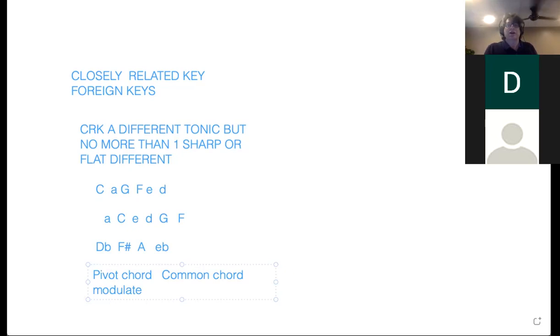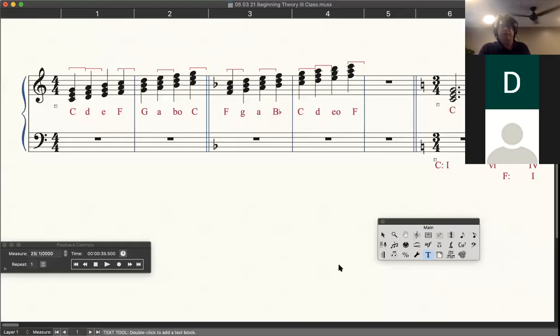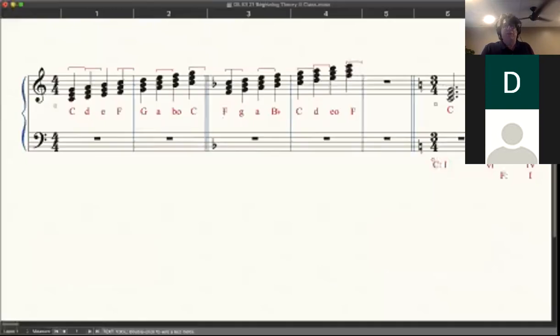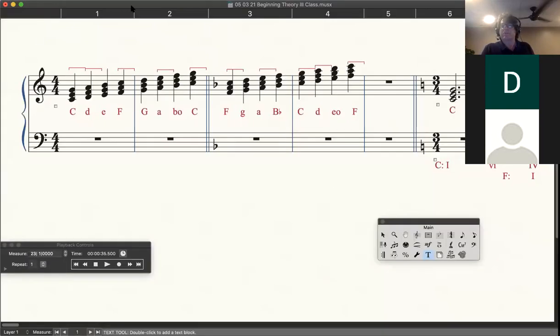Let's get this thing. Oh, I see why it's doing that. We want to actually see Finale. So are you seeing Finale right now? Yes? Thumbs up if you're seeing the Finale document.